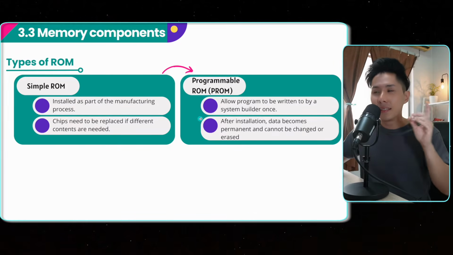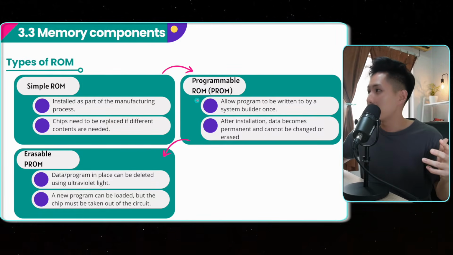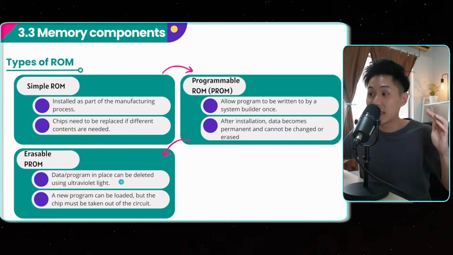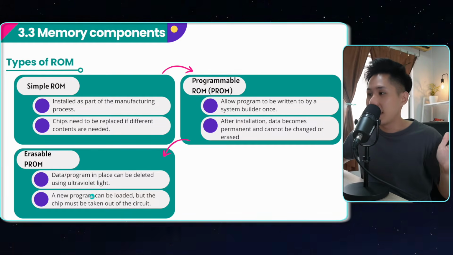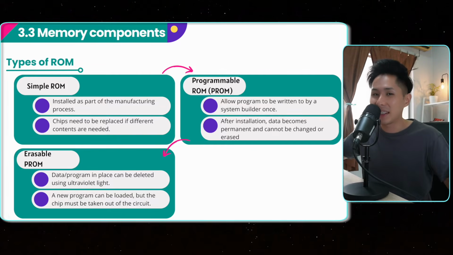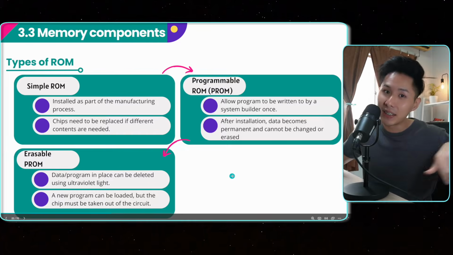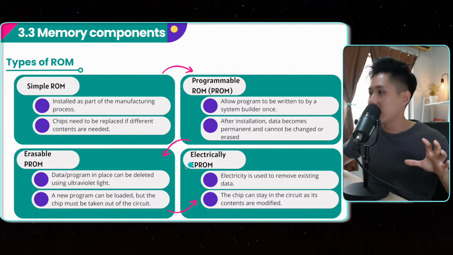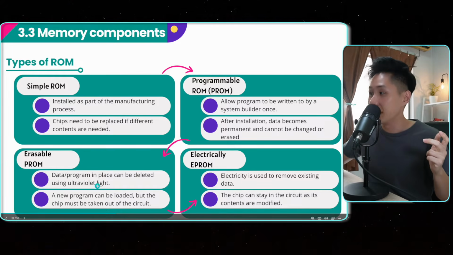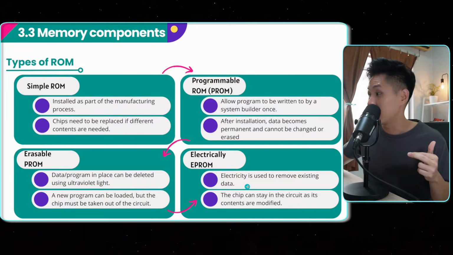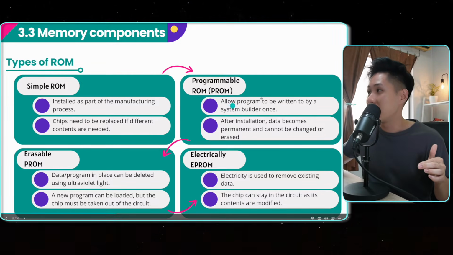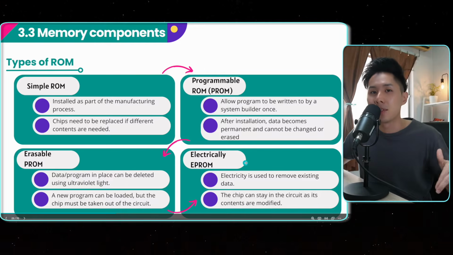This is when we have erasable programmable ROM, EPROM. Data programmed in place can be deleted. So the data can be deleted using ultraviolet light, and then a new program can be loaded, but then the chip has to be taken out, which means you have to reset the stuff yourself. This is when we have another new level of ROM called electrically erasable programmable ROM, EEPROM. Not sure that's how you read it. But in this, instead of using ultraviolet light, electricity is used to remove existing data, and the chip can stay in a circuit as its contents are modified. Think of it like a level 1, level 2, level 3, level 4 type of read-only memory.